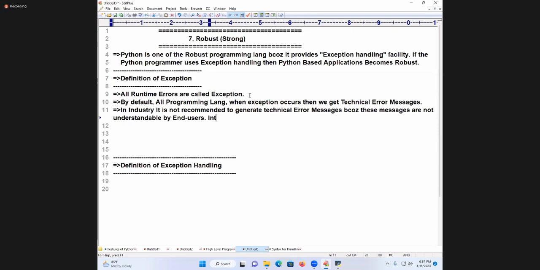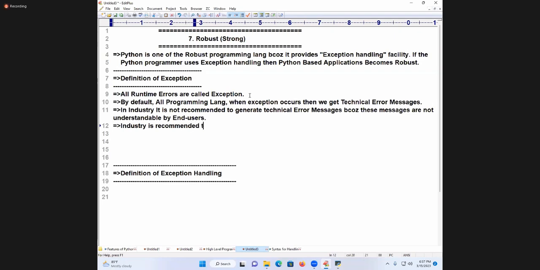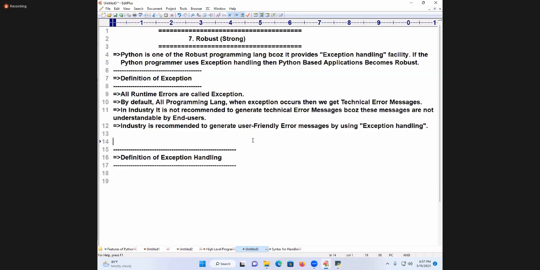So industry recommends, I am writing the next line, to generate user-friendly error messages. By using which concept? Very good. Exception handling. That's it. Now see the name itself, exception handling. What does an exception give you? Which messages will come up? Technical error messages. What are you doing now? Handling. By handling, what are you doing? Converting into which messages?